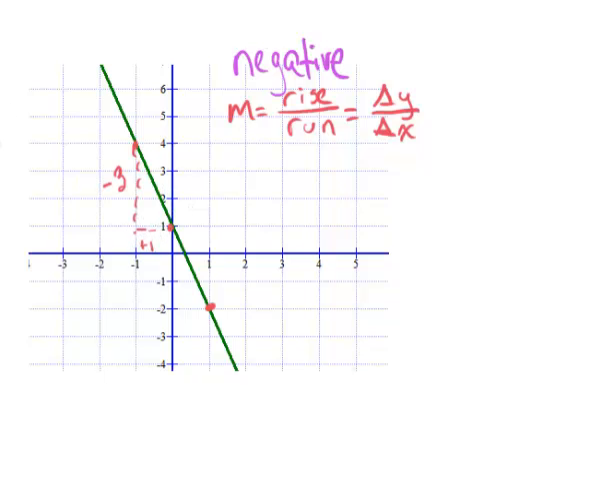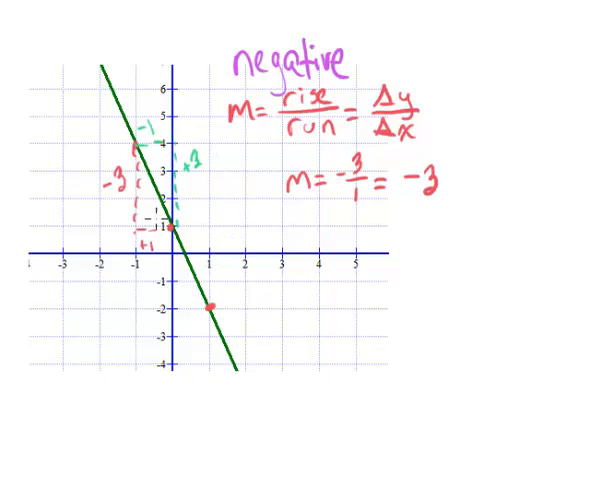We also could have gone the other way. Let's go up from here. 1, 2, 3. So we went up 3. And then when we go to the left, that's our change right here. So we could have said here, slope is negative 3 over 1, which we don't need to write the 1 for, so we're just going to say negative 3.